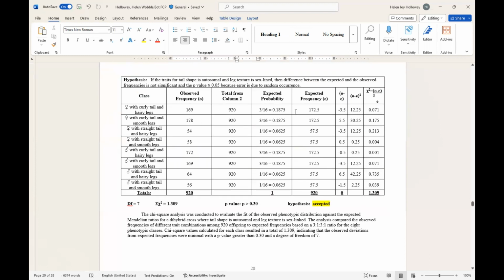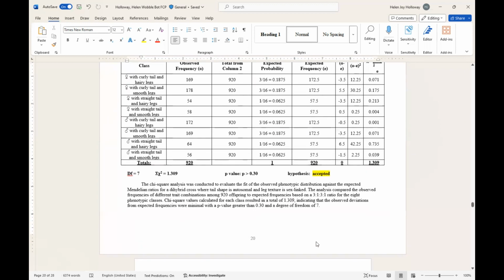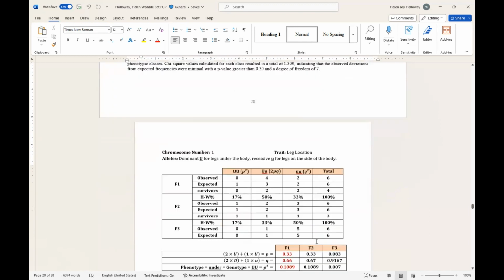Then this is the chi-square test for that, and I just put little symbols, which I think is good, and basically change the hypothesis. If this trait is autosomal and this trait is sex linked, then blah blah blah, and then it'll be accepted. Woohoo! And then you're done with all of your crosses and chi-square tests.